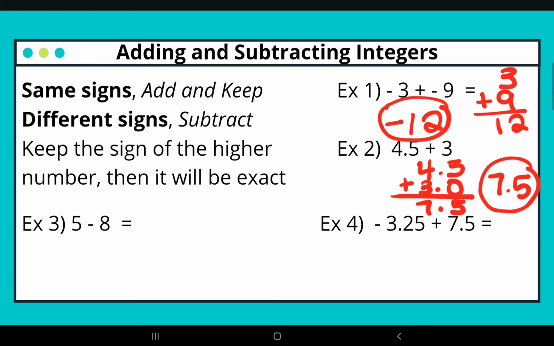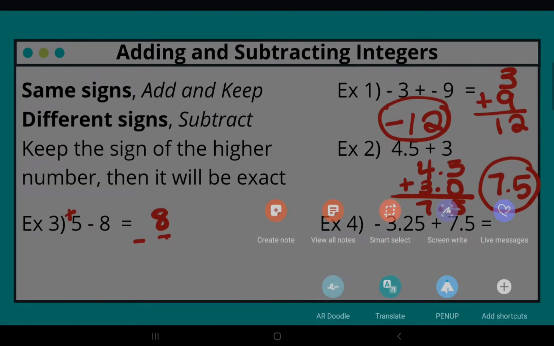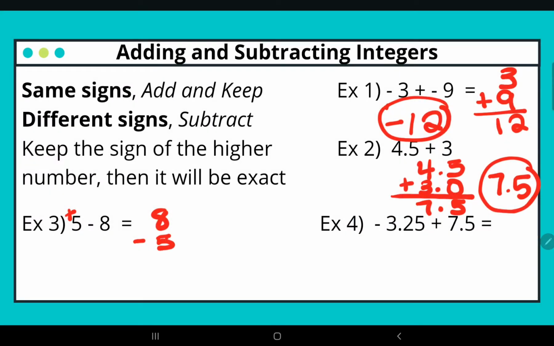Now let's take a look at example number 3. Example number 3 says 5 minus 8. Here we can see that the signs are clearly different. If I were to write in the sign for 5, I would write that it's a positive, because if there's no sign there, then again, I can draw the assumption that it is a positive number. Whenever we follow the rules for subtraction, we know that our larger number will be written first, and we're subtracting the smaller number from it. So 8 minus 5 is 3.